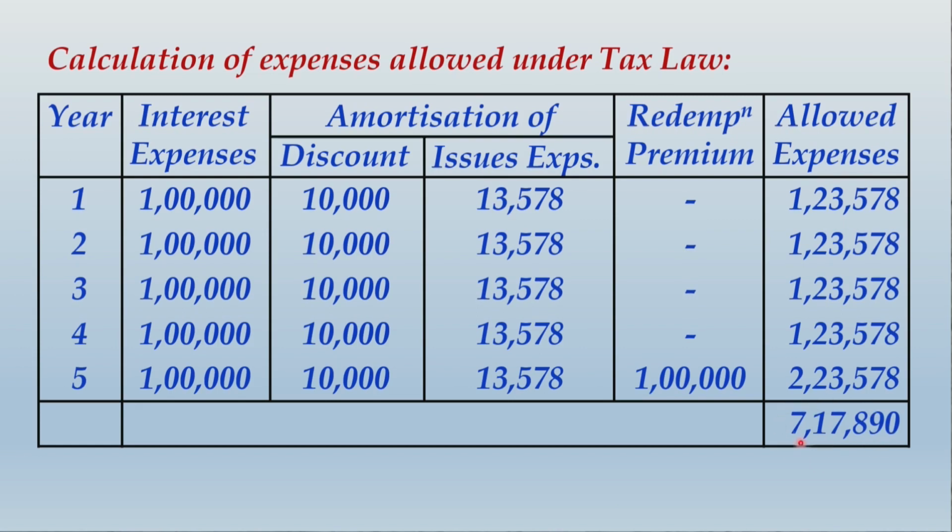Now when you take the total of expenses allowed, it comes to 7,17,890. Now if you could identify, this same amount was the total expense recognized over the span of 5 years under financial records. So it is only the difference in the timing when the expense is recognized in financial records and when the expense is allowed under tax law, and that is why the nature of difference that will arise between the accounting income and taxable income will be basically temporary differences only. So before I take you ahead with the calculations, first quickly take note of what you find on screen right now.